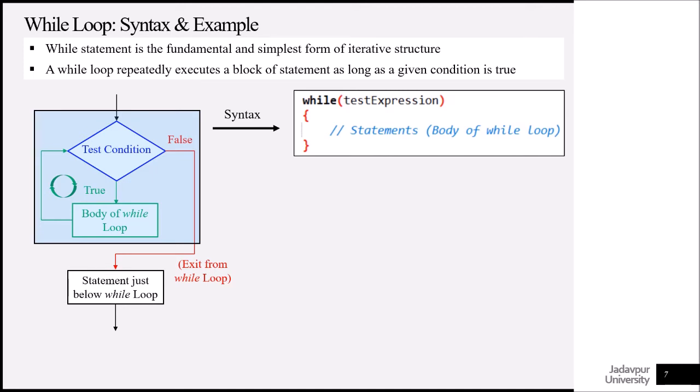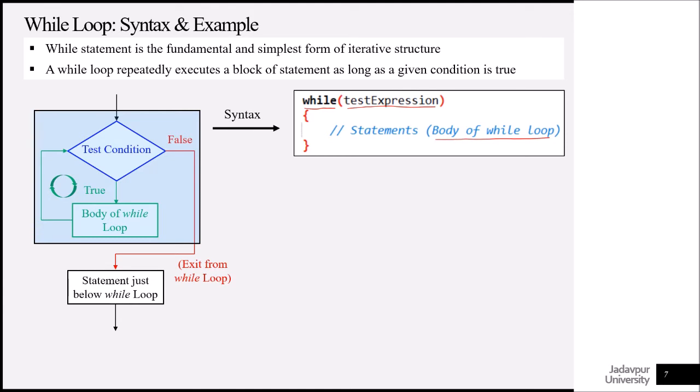As you can see, the keyword while is followed by the test expression or test condition within the parentheses. After that come the curly braces, and any statement within the curly braces constitutes the body of the while loop. Now there could be multiple statements here or even a single statement.